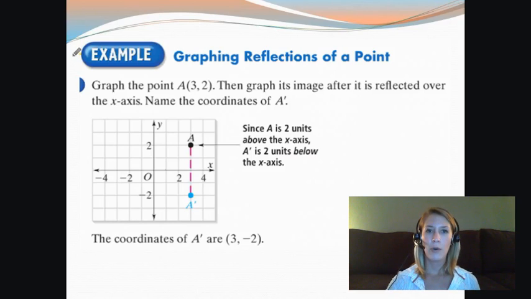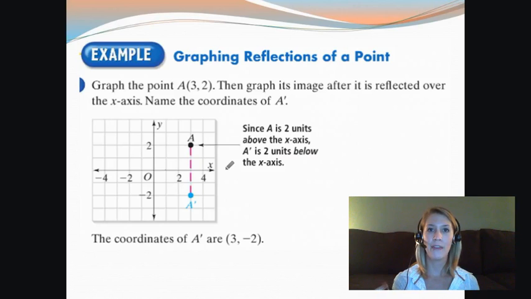So in this example of graphing a reflection of a point, we're asked to graph the point A that has the coordinates 3, 2. Then graph its image after it's reflected over the x-axis. We're asked to name the coordinates of image A. The x-axis is the axis that is horizontal, that goes left and right. So we're reflecting it down.